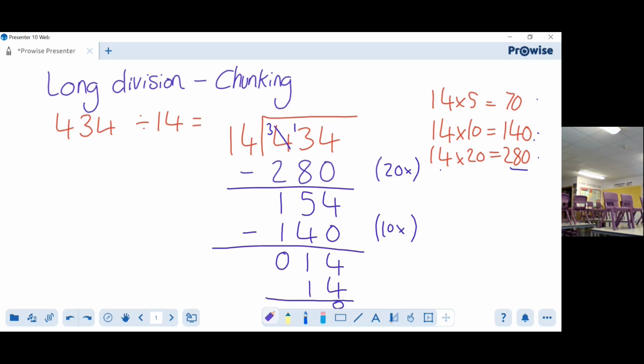Perfect. I don't have too much room at the bottom of my board, but 14 take away 14, we're going to end up with 0. And that's perfect. And what we did there is we took away 1 times 14.